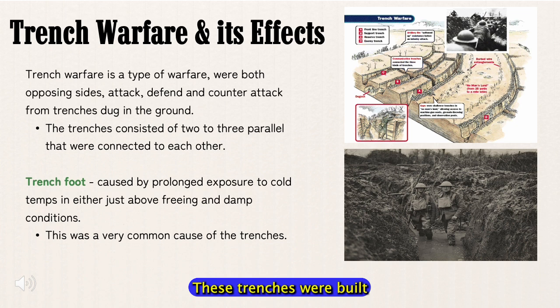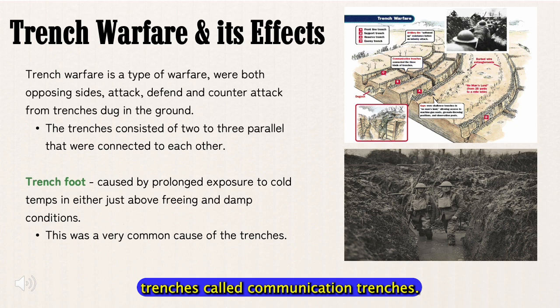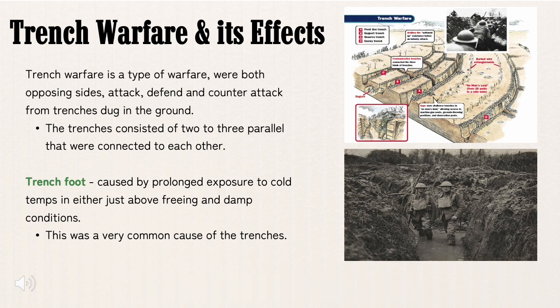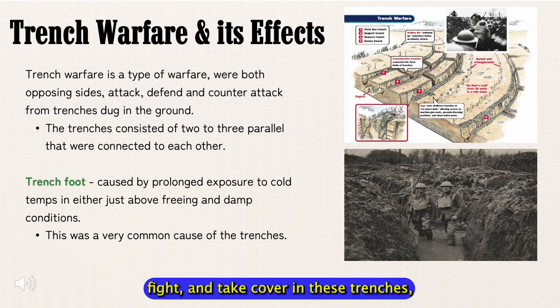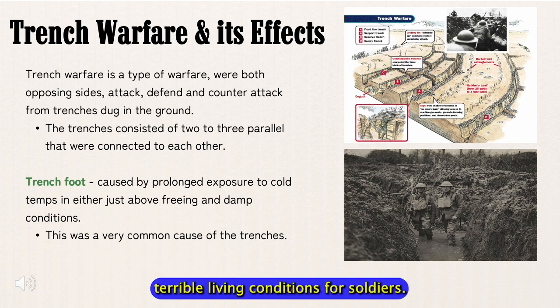These trenches were built in parallel lines, usually 2 or 3 rows, connected by smaller trenches called communication trenches. Soldiers would live, fight, and take cover in these trenches, which stretched for miles across the battlefield. While trenches provided protection from enemy fire, they also created terrible living conditions for soldiers.